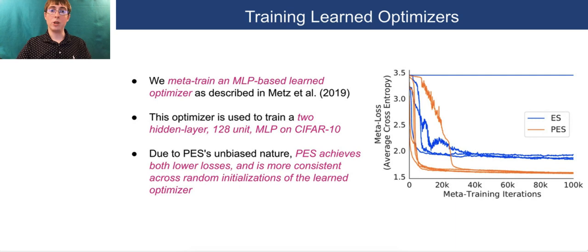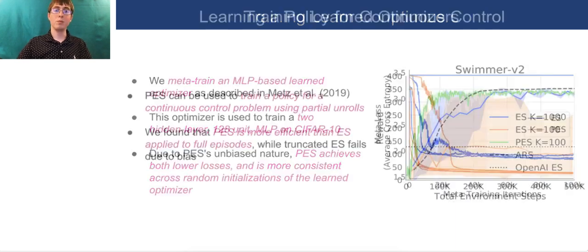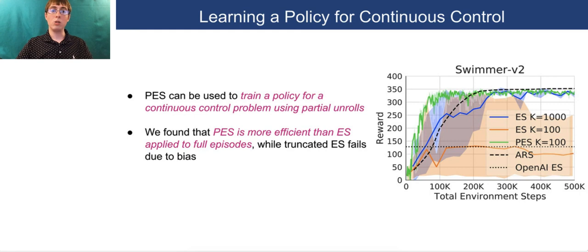We can also use PES to train learned optimizers. Here we meta-train an MLP-based learned optimizer, similar to Metz et al. 2019. And this learned optimizer is used to train an MLP on CIFAR 10. And because PES is unbiased, we see that it both achieves lower losses and is also more consistent across random initializations of this learned optimizer than ES. Finally, we used PES to learn a policy for a continuous control problem using partial unrolls. Here we used the Swimmer-v2 task from MuJoCo, and we found that PES is more efficient than ES applied to full episodes in terms of the total number of environment steps we needed to take, while truncated ES failed completely due to bias.